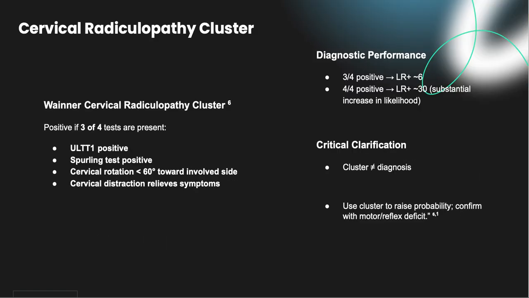Now let's examine the Weiner cervical radiculopathy cluster directly. Weiner et al. describe a 4-test cluster. Number 1, an upper limb tension test 1, which is the median nerve, is positive. 2, a positive Sperling's, cervical rotation less than 60 degrees towards the involved side, and distraction relief of symptoms.